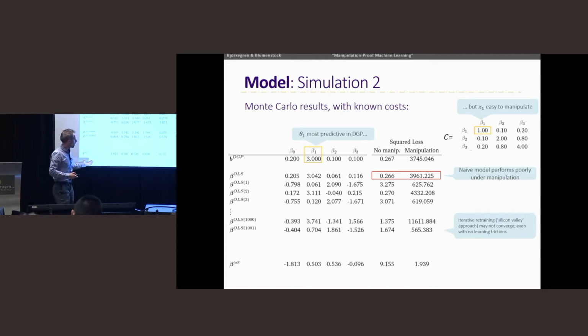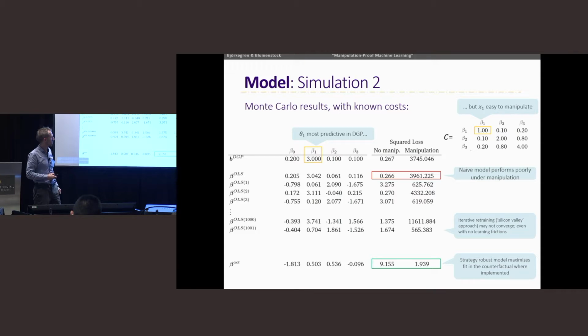In contrast, our approach is going to place lower weight on x1, and that's going to give up some performance in this sample that we observe. So in sample, we're sacrificing performance, but we're going to do a lot better in the case where there actually is manipulation in this counterfactual world where this decision rule is implemented.